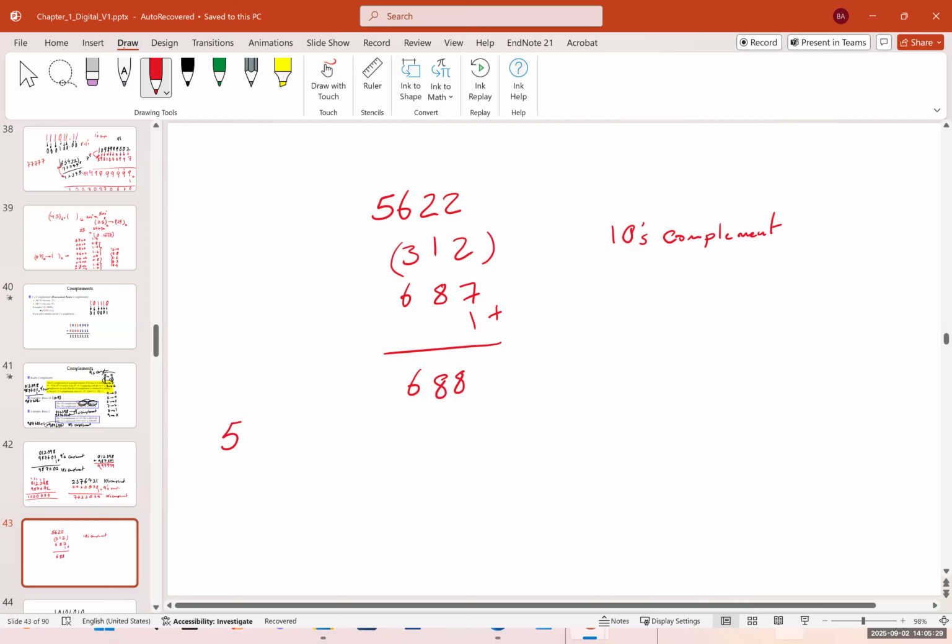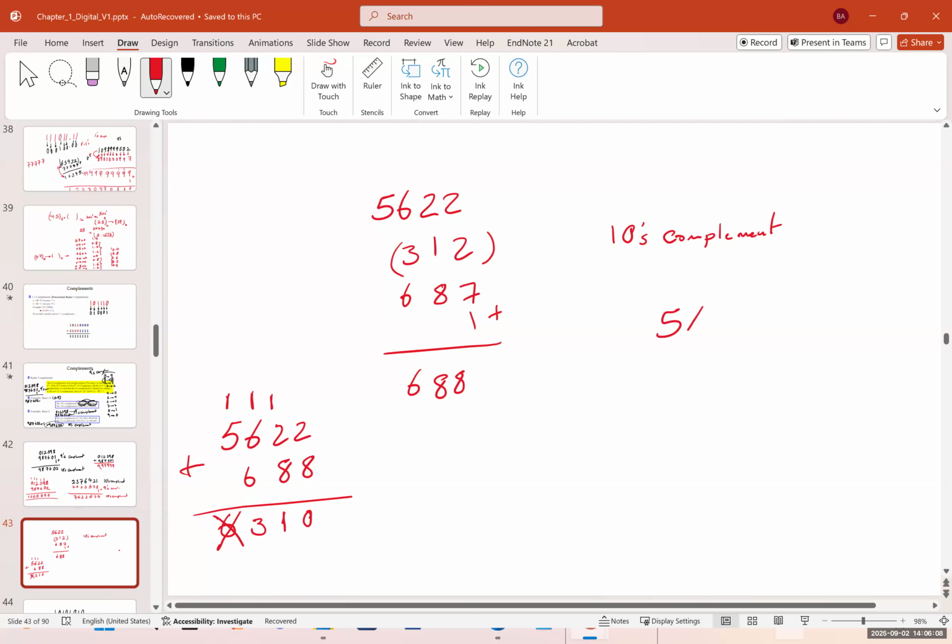Now I want you to add 5, 6, 2, 2 to 6, 8, 8. 8 plus 2 is what? 1 plus 2 plus 8. 1 plus 6 plus 6. 1 plus 5. Okay. We would get rid of the last digit on the left.